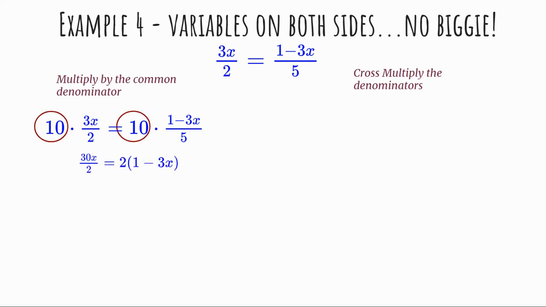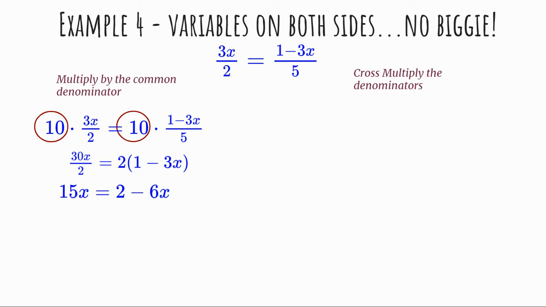It's just the distributive property in a way. So this is what we have after the first step. 30x divided by 2 equals, now 10 divided by 5 is 2, but the 2 multiplies both the 1 and the negative 3x. And then I can rewrite this very simply. 30 divided by 2 is 15x on the left side. And then on the right side, I distribute the 2 to end up with 2 minus 6x.